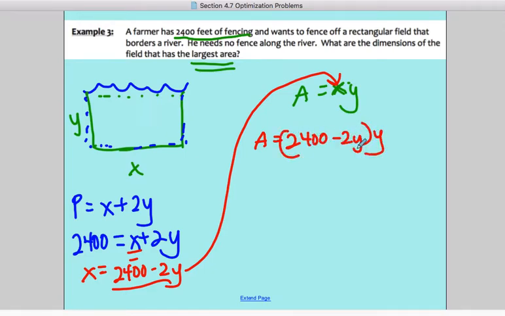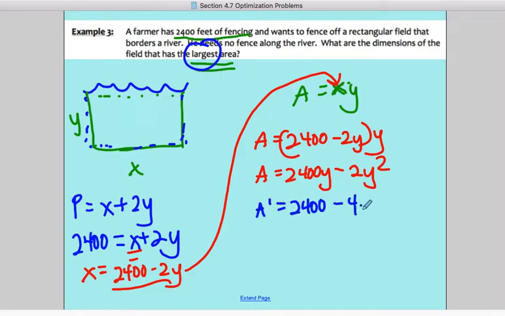And this one is actually very similar to example 1, except you don't have this part of the fencing. And then I would distribute my y. So I have 2,400y minus 2y squared. Now that I have my area equation and I'm trying to maximize area, I'm going to take the derivative. I have 2,400 minus 4y. Then we set our derivative equal to 0 and solve.